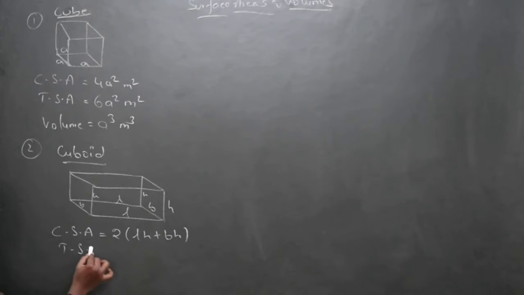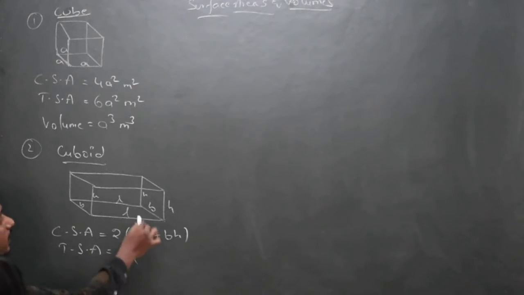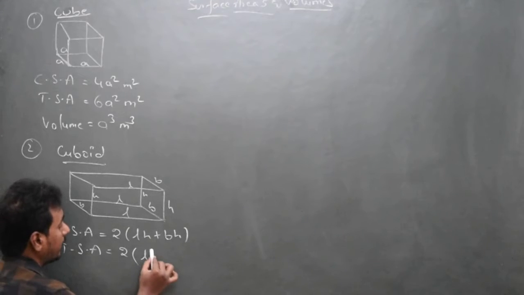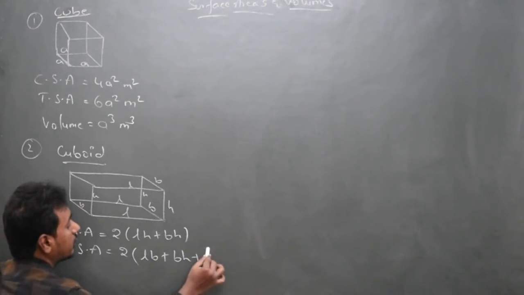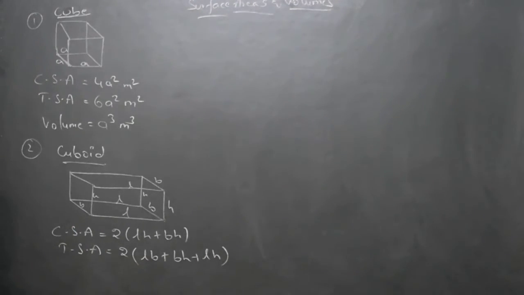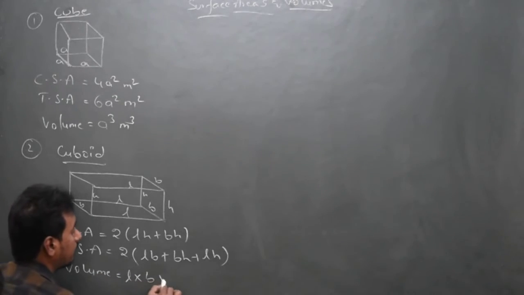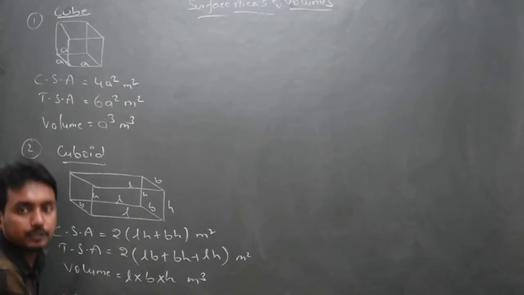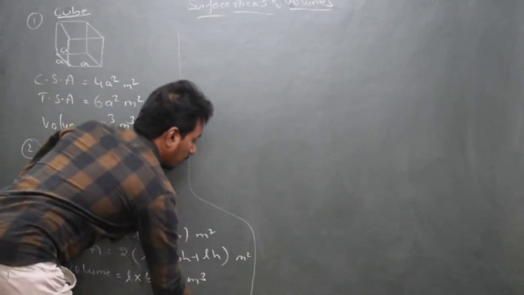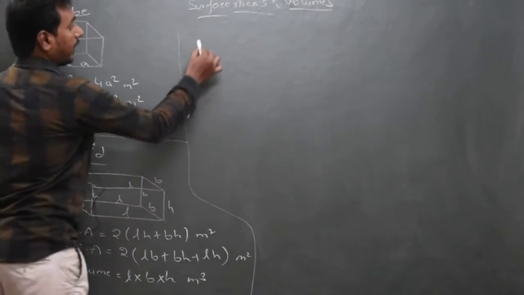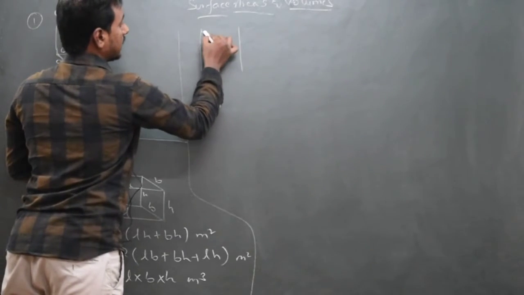Then total surface area is given as including the length and the breadth. Okay, so it's going to be 2 into LB plus BH plus LH. Okay, right? Clear? Then what is volume? Volume is nothing but length into breadth into height. Meter cube, this is meter square and meter square. Area is going to be in meter square. Volume is going to be in meter cube. Clear? Now we have something called a cylinder.